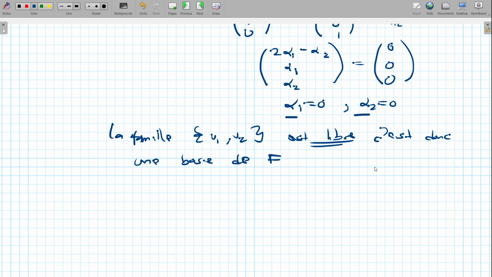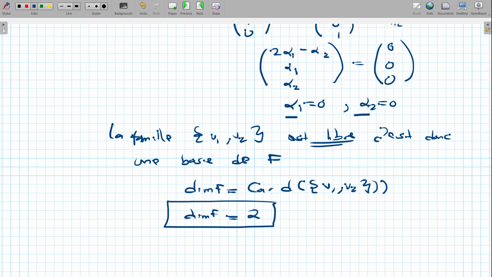F. So if you look at F, since you now have a base V1, V2, what is the dimension of F? The dimension of F is going to be the cardinality of this family of vectors, V1, V2, like so. What do you think is the cardinality of this family? The cardinality is just counting the number of vectors we have here. So the dimension of F is going to be equal to 2. C'est très simple. J'espère que ça va.